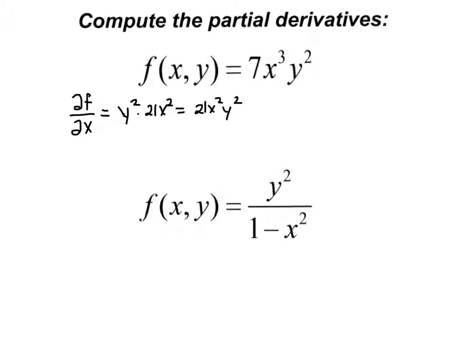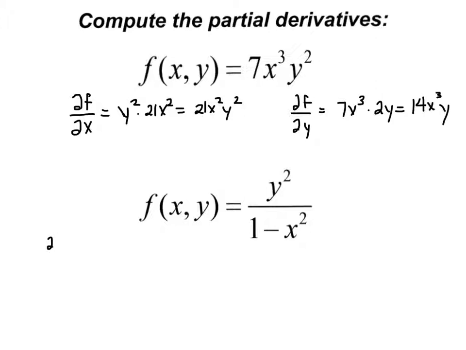So the partial derivative of f with respect to y, again, you just see these constants left out front. The derivative of y squared is 2y. So the answer would just be 14x cubed y. Now, the next one, f of x, y equals y squared over 1 minus x squared.